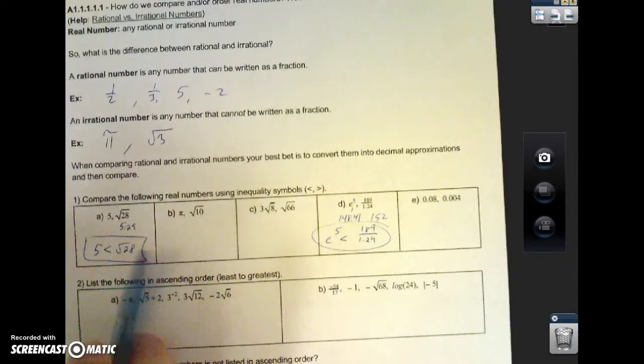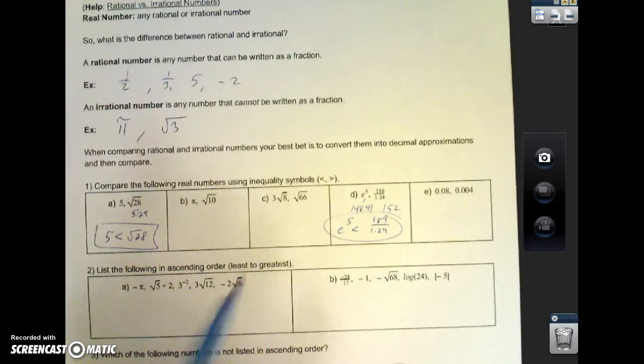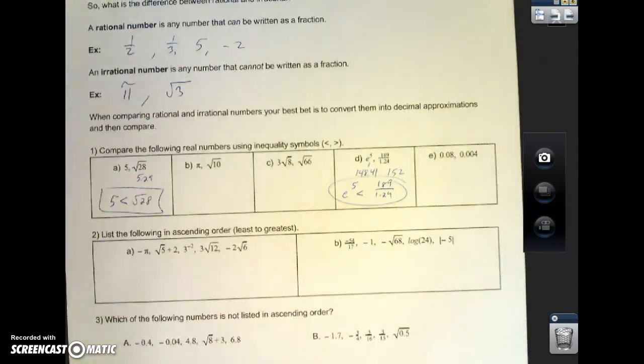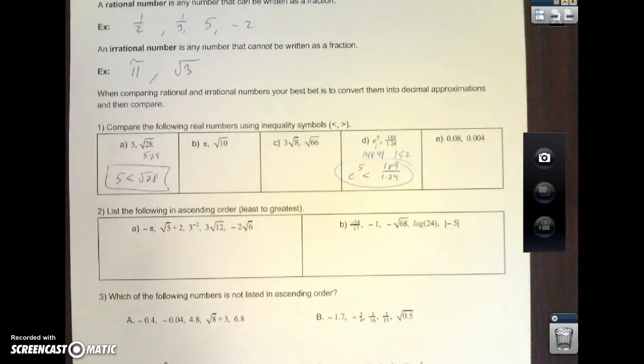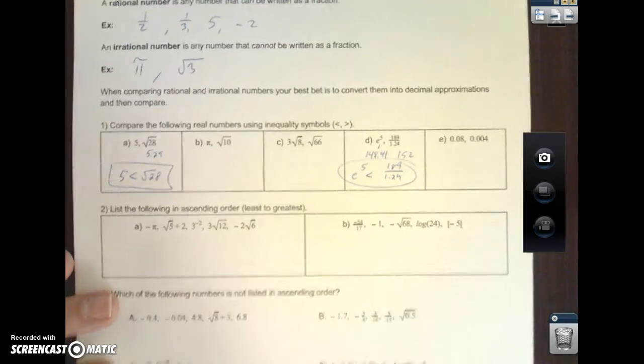And you can check out the rest of these if you want to see any answer keys. By all means, feel free to ask. Now, list in ascending order, least to greatest. Let's take a look at one of these together.